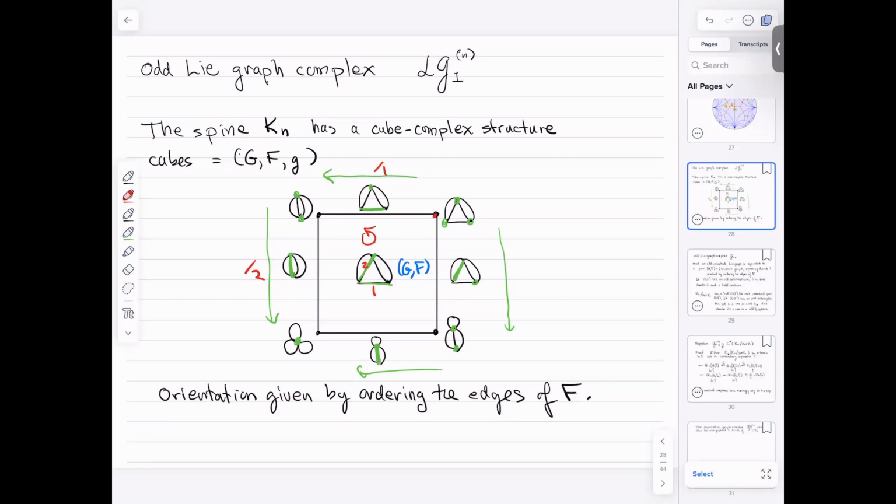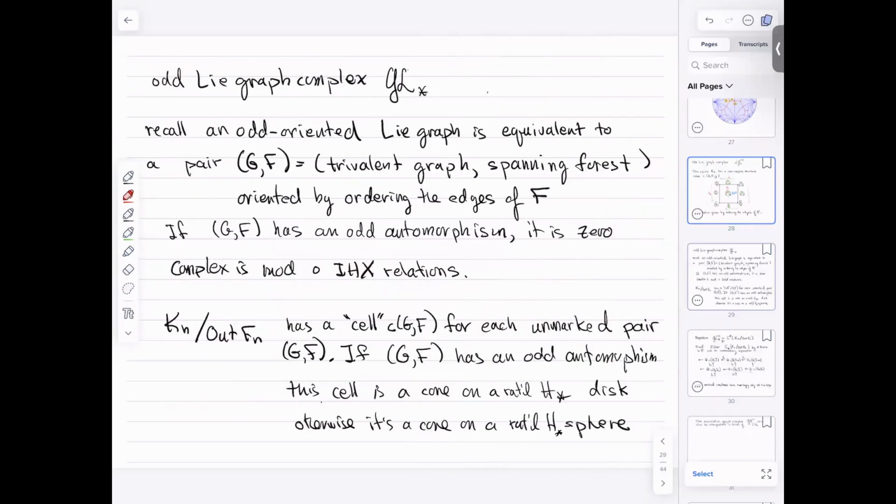So in other words, K_n is a bunch of cubes. The cubes are all oriented. And how do I get the orientation? I orient them by ordering the edges of the forest. This is supposed to make you remember what I talked about an hour ago about the Lie graph complex. Let me remind you about that.